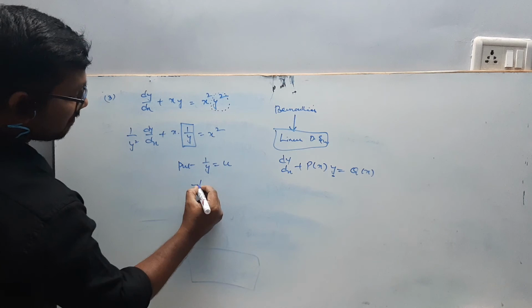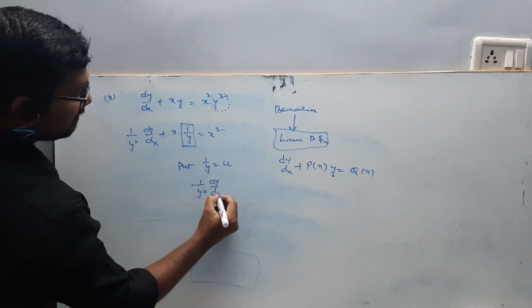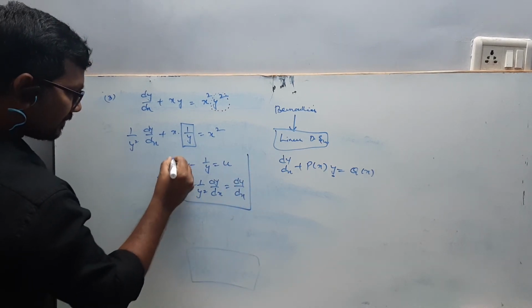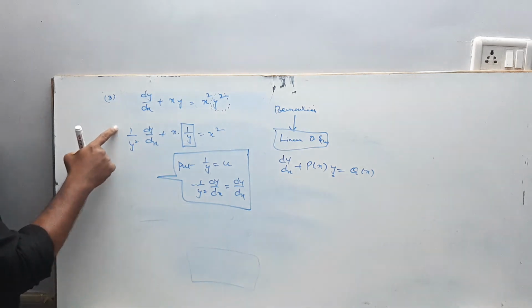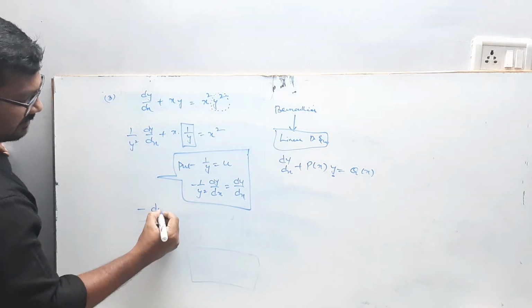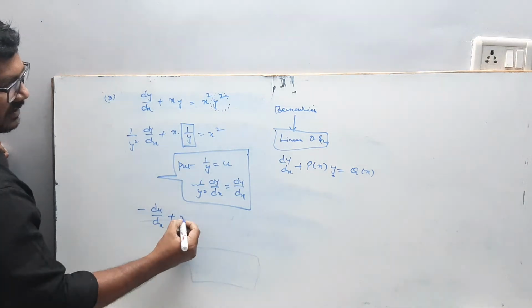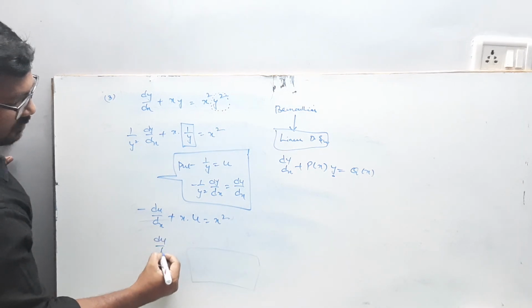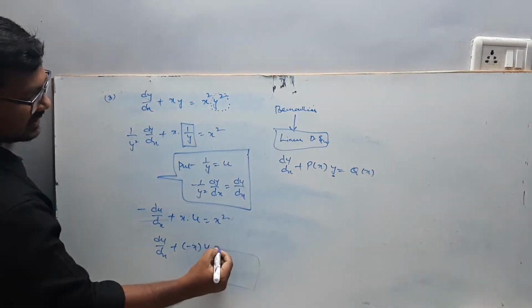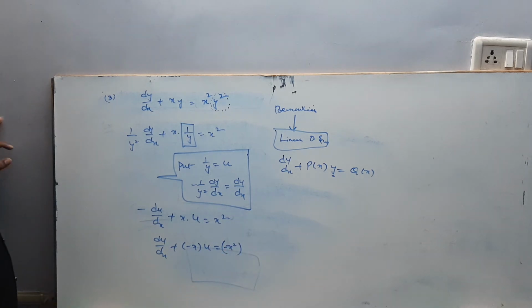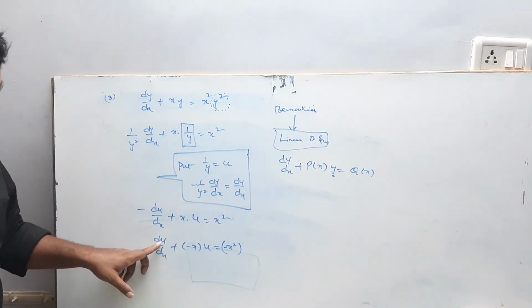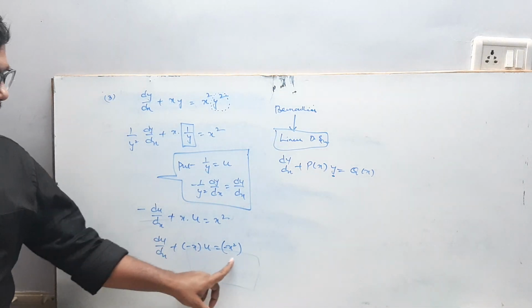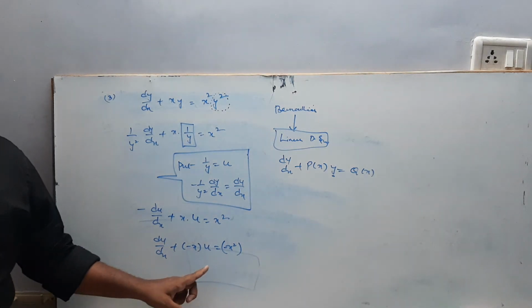Differentiate it: minus 1 by y square dy by dx is equal to du by dx. Now rewrite this. 1 by y square into dy by dx can be written as minus du by dx, plus x into u, and this is x square. That is du by dx plus minus x into u equal to minus x square. Have a look at this now. What is my hero? The hero is u, the dependent variable, and in the rest of the equation u appears only one time, so it's linear.